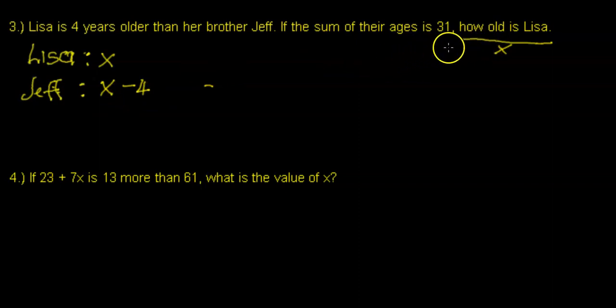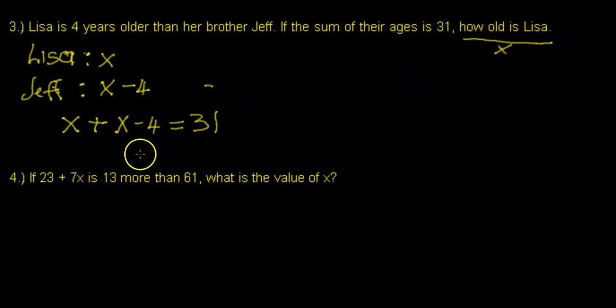And then the additional information we are given says when the ages are added together, the result is 31. So let's add their ages together. Lisa's age plus Jeff's age is equal to 31. So from this, we have our equation to solve. Now let's go ahead and solve the equation. X plus X is equal to 2X, and then minus 4 is equal to 31.